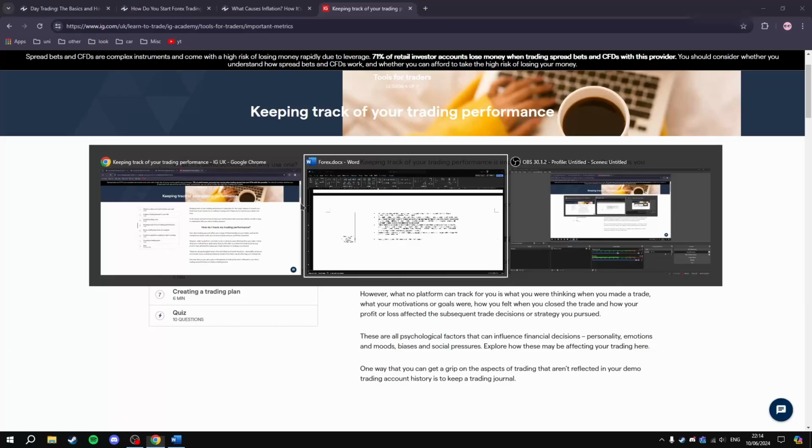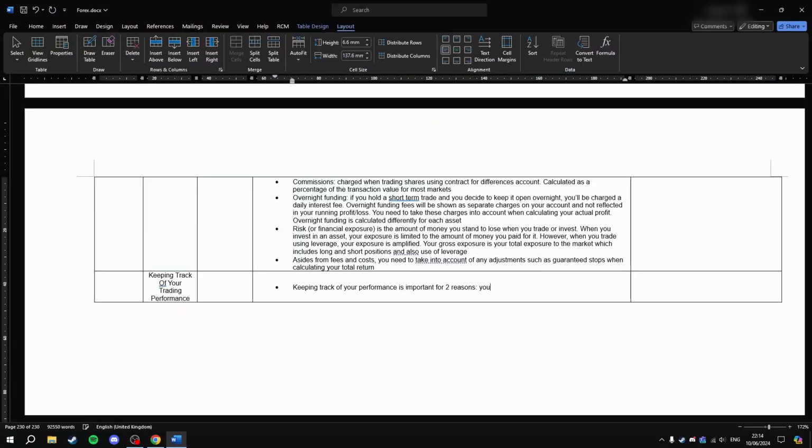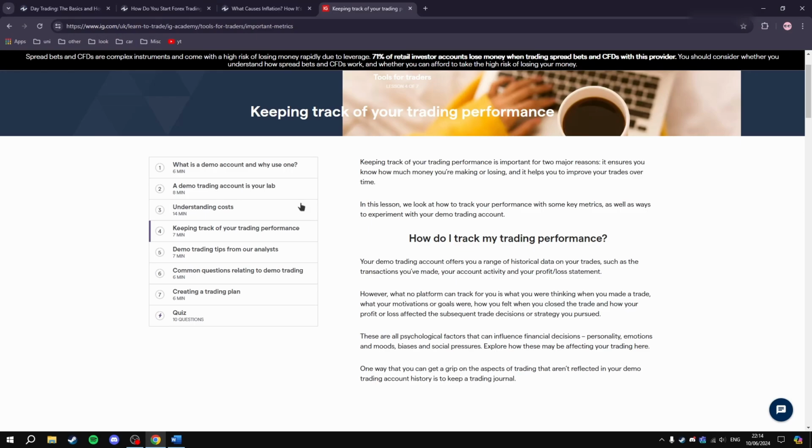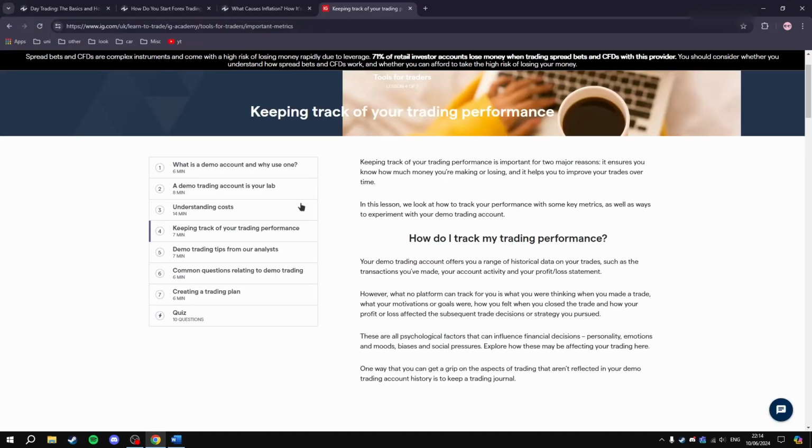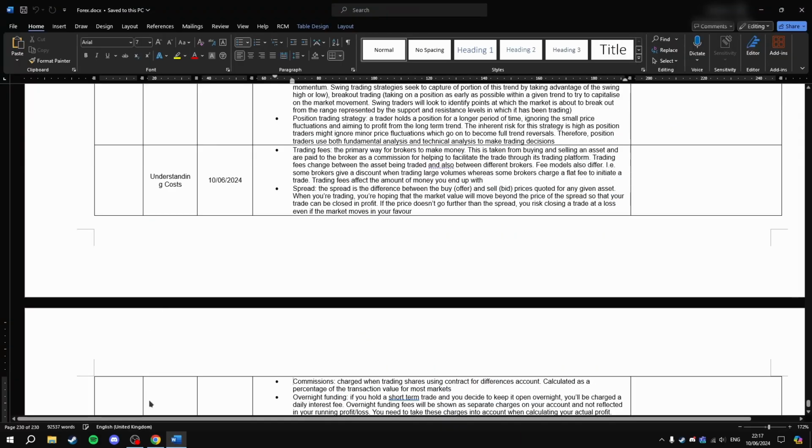You know how much money you're making or losing, and it helps you to improve your trades over time. In this lesson, we'll look at how to track performance, some key metrics, as well as ways to experiment with your demo trading account.